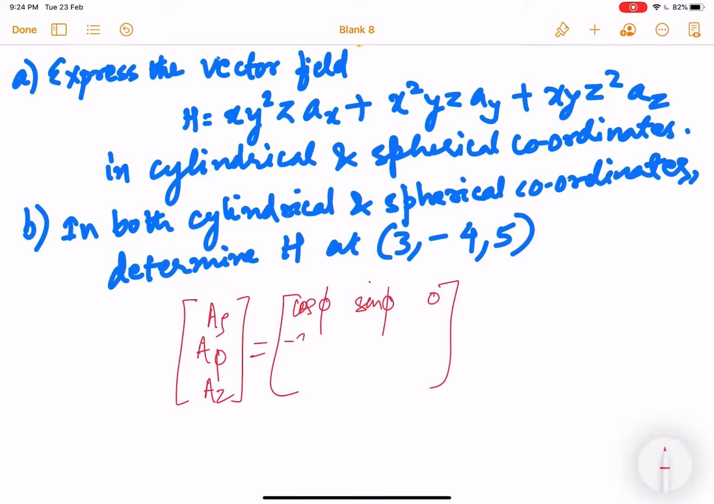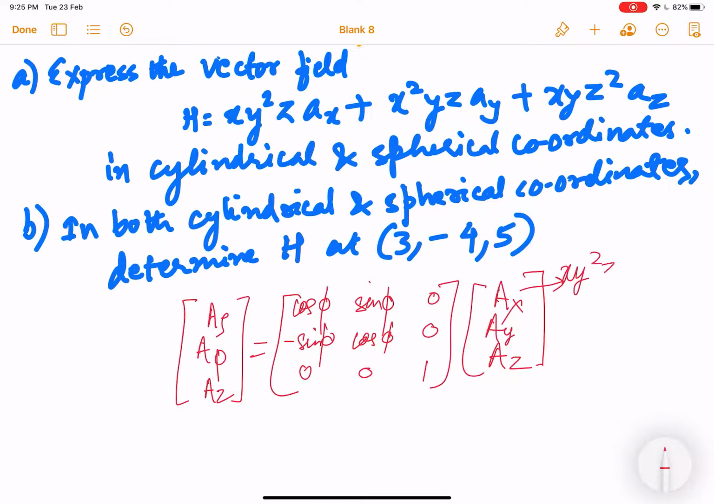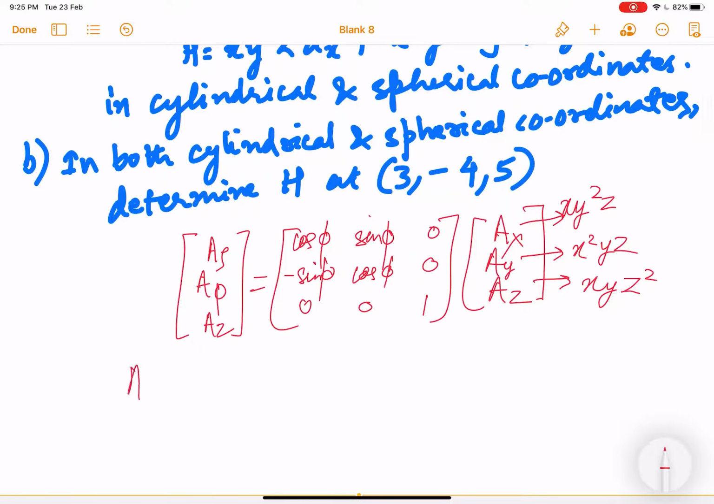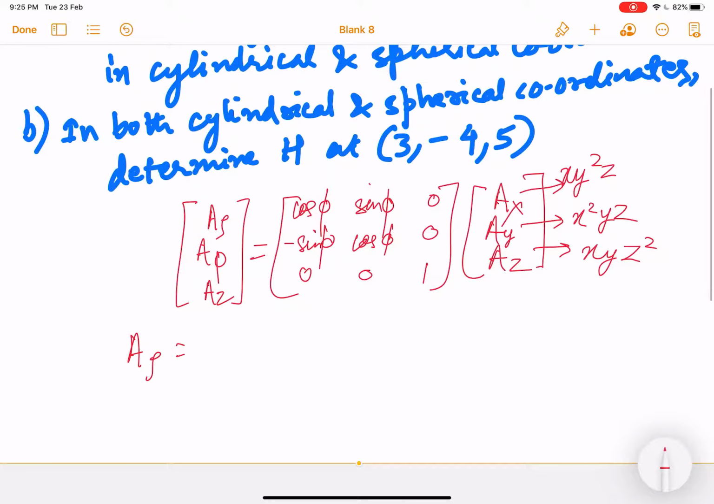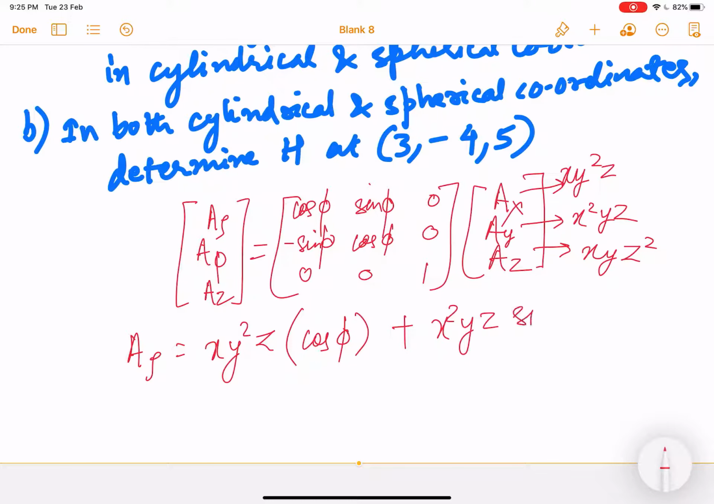This one is like this, then this is cos phi. So we have ax, ay, az. What is this? xy²z, this one is x²yz, this one is xyz². All right, now I have to take out a rho. You can convert that into cylindrical coordinates now, or afterwards also I can convert it. Anyways, so this is cos phi plus x²yz sin phi.